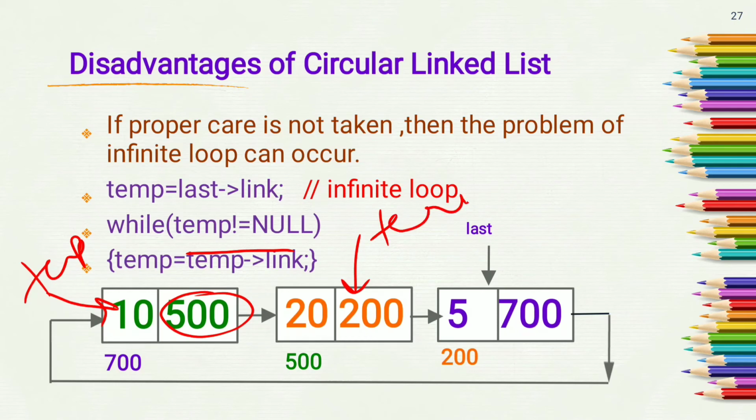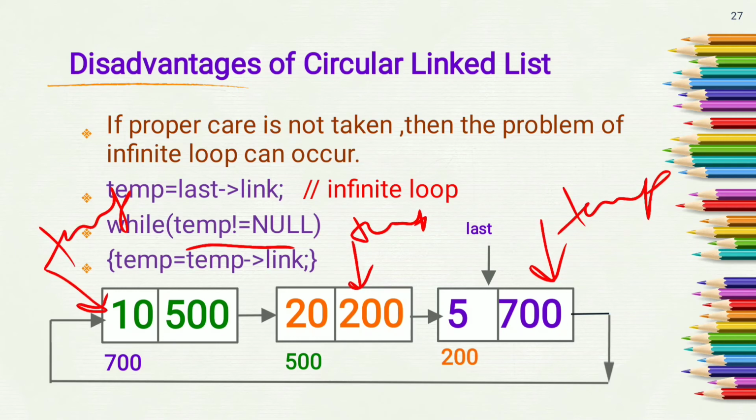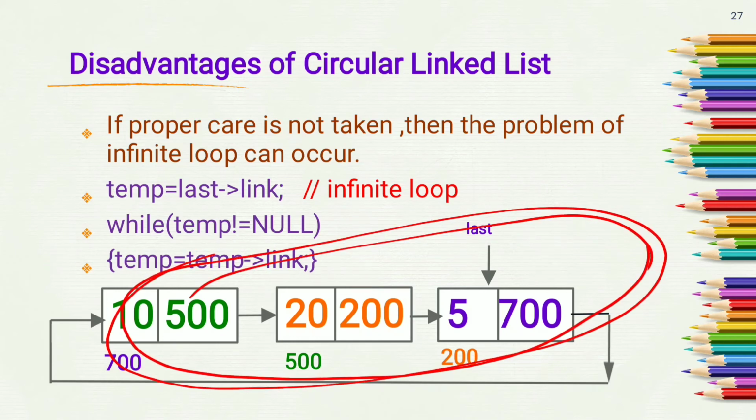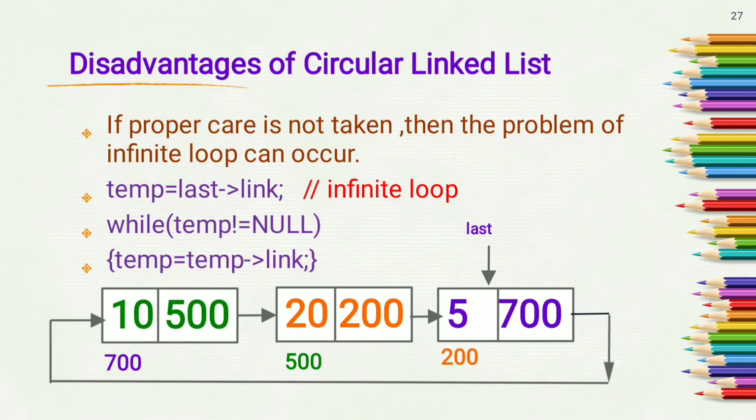Temp moves to this node. Again it is checked, is temp not equal to null? Yes, temp moves to temp link, that means this node. Again it is checked whether temp is not equal to null. Yes, then temp will be moved to temp link. In this way the temp pointer moves circularly in the circular linked list and goes into an infinite loop. So if proper care is not taken while writing code for circular linked list, then the program will go into an infinite loop.